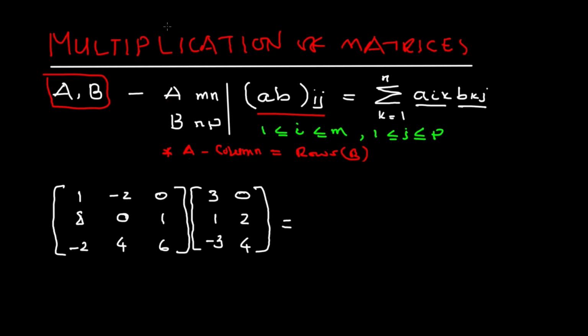Let's have a look at now multiplication of matrices. The thing to know is that you can multiply even more than two matrices. It's just that here we're showing an example of two. So you have A here, and then you have B there. Now, remember this is the order. So this is m by n, then this is n by p.